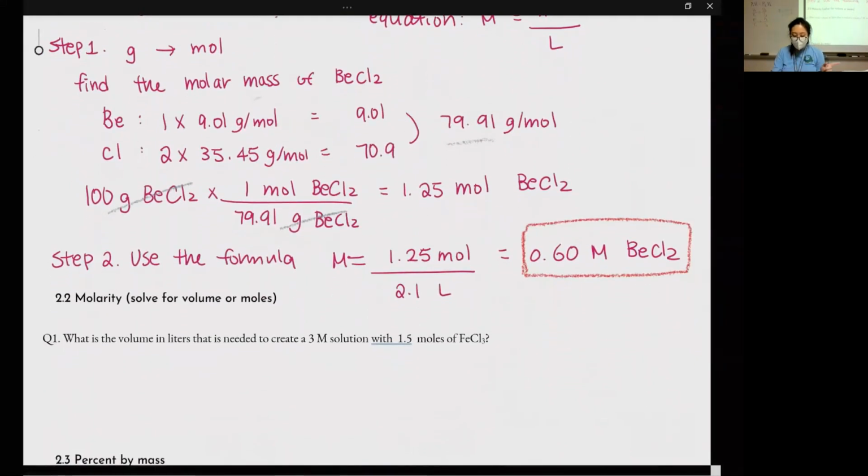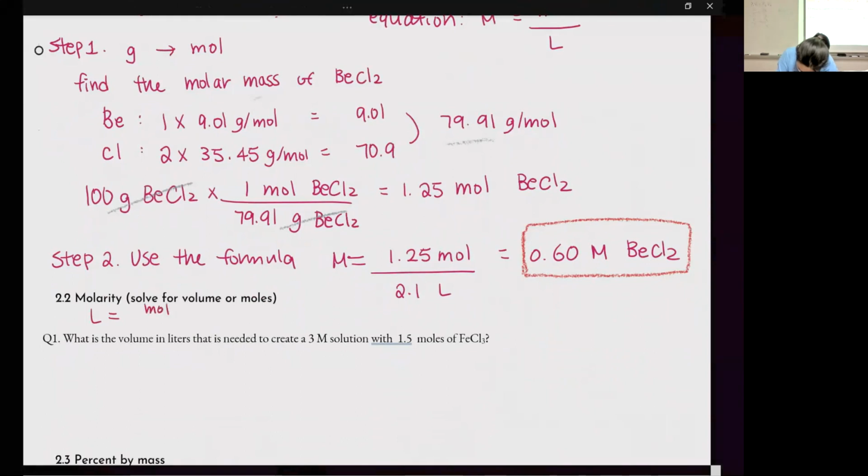All right, now we're gonna move on to 2.2, which is solving for volume or moles. And we wrote down these formula up there. But if you're looking for the volume, which is liters, then it will be mole divided by the molarity. If you're looking for the moles, then it will be M times L.